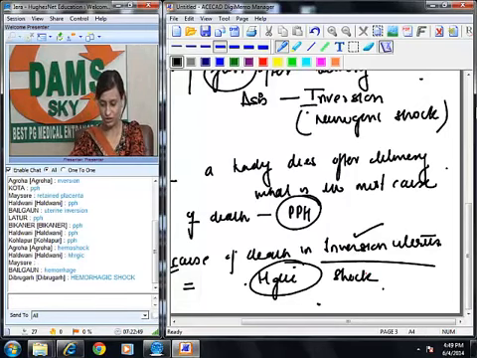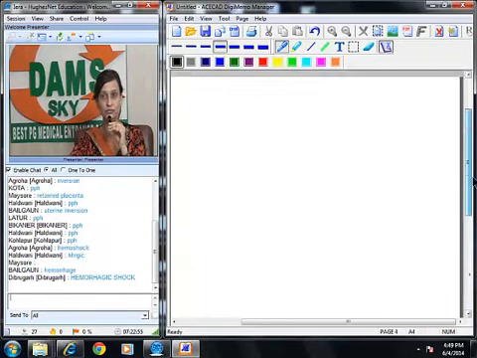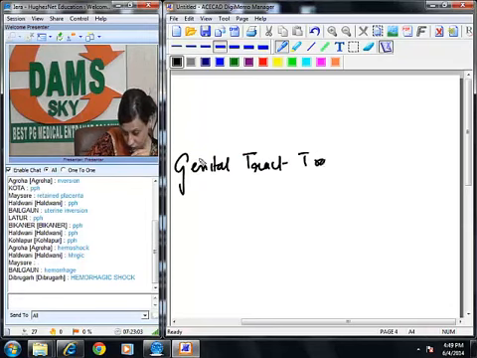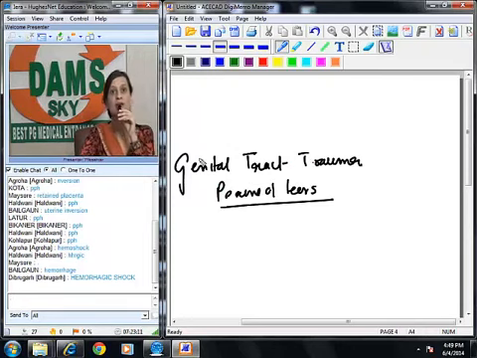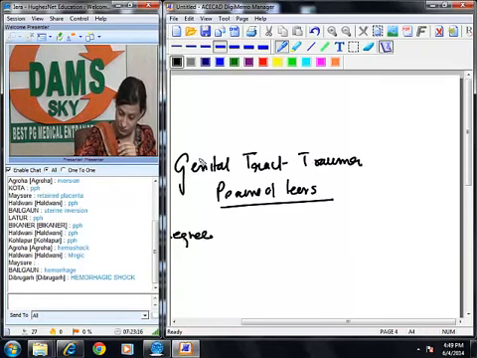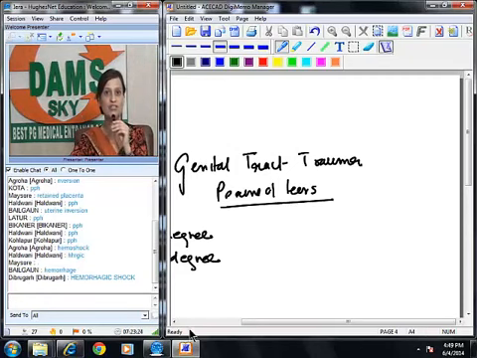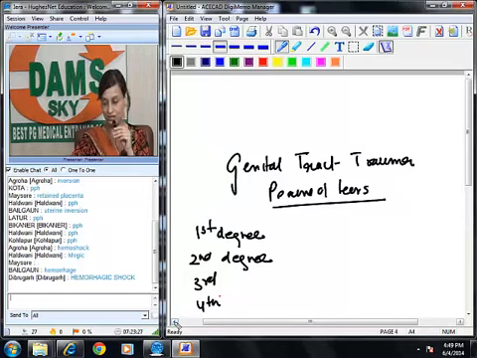The next thing which we talk about in PPH and which becomes important for us as well is genital tract trauma. Now these are called perineal tears. The perineal tear can be first degree, second degree, third and fourth degree. Right? So perineal tear can be first, second, third or fourth degree tears.